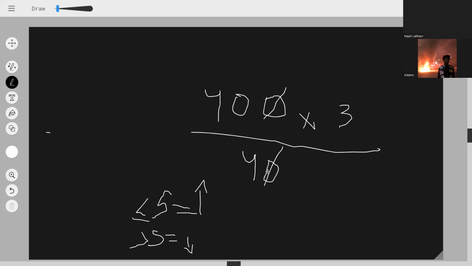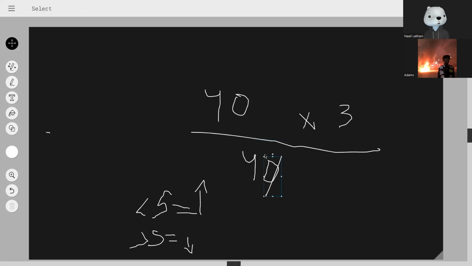So for the 40, now you have 2 zeros. You have 2 common zeros. So I'll remove the zeros up, down. Now these zeros are cancelled, so I can just remove them. Now, after cancelling, you can do 40 times 3, which will give us 120.